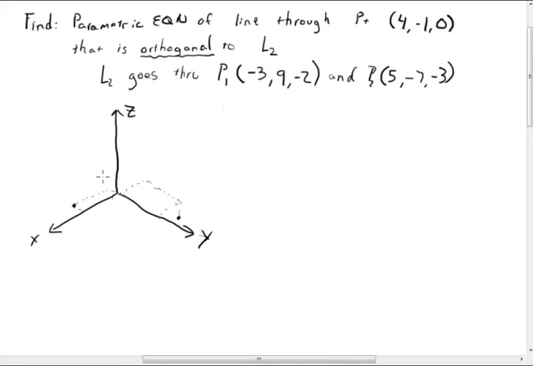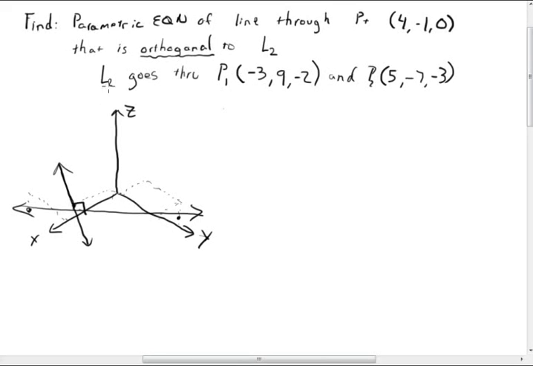And point 2 is out here, about 5, -7, so it's way out here, and -3, like so. So this line goes something like that, and we have a line here that goes something like that, probably. And that's perpendicular. So how are we going to solve this problem?